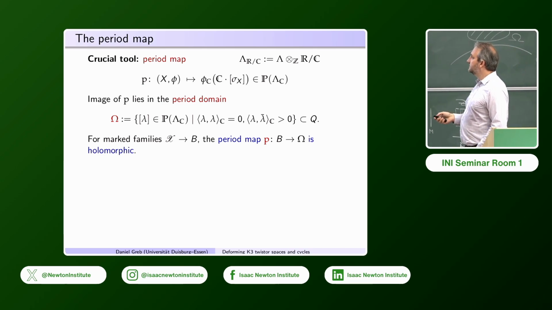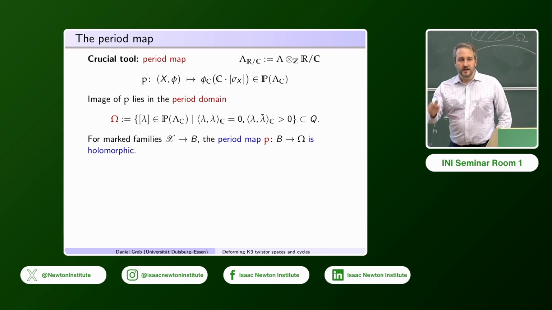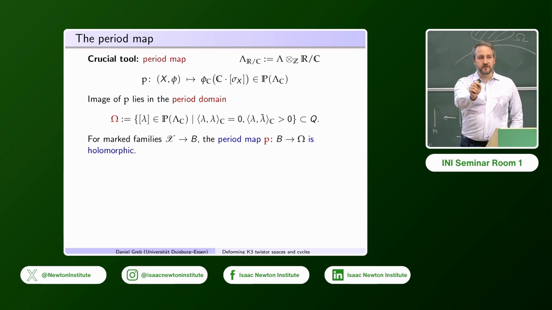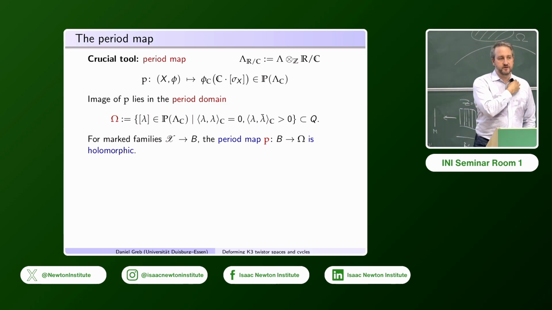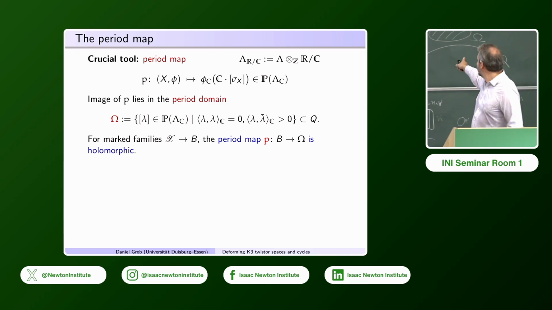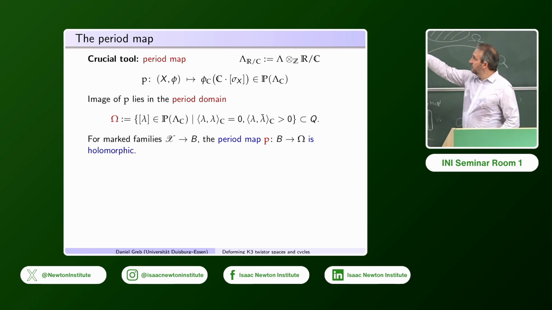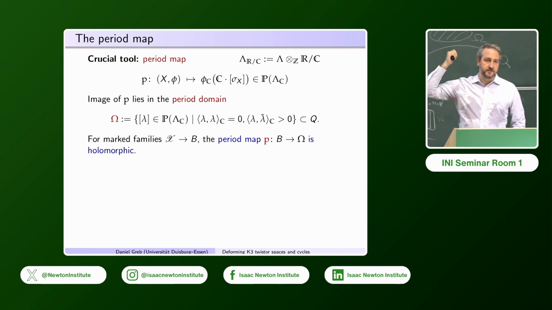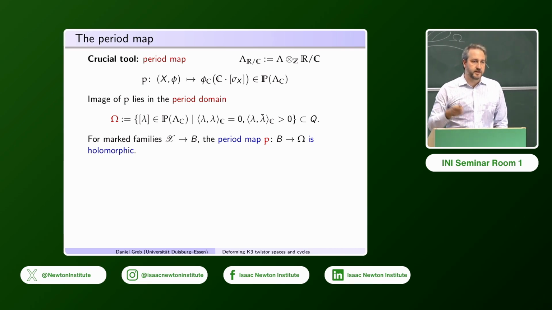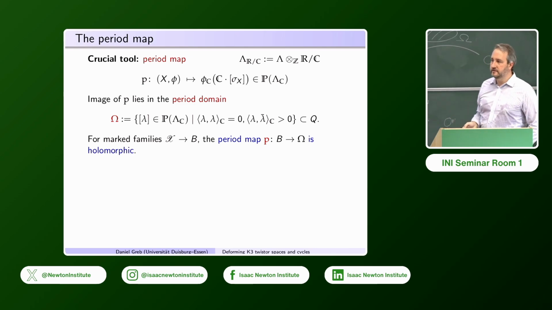And the interesting thing, which makes the whole theory start, is that if you have a family, which is the thing that you want to study, and somehow individually you assign for each fiber, okay, you have to make sure that the identification is somehow in a continuous way. You assign this point here. This will give you a holomorphic map from the base of your family to the period domain. So that's somehow Griffiths' theory in the 60s.